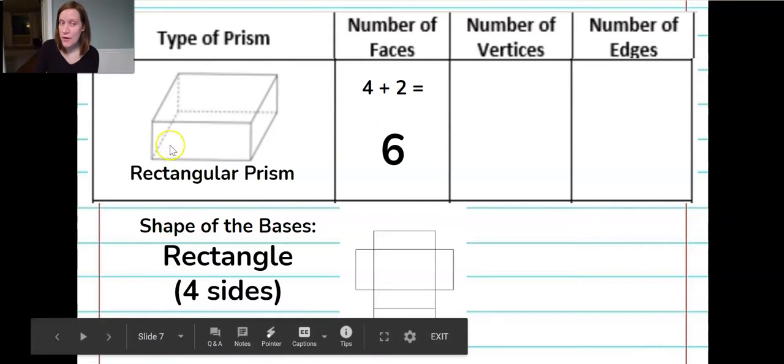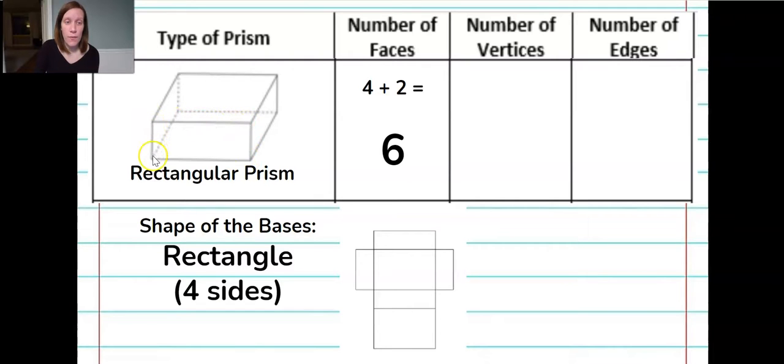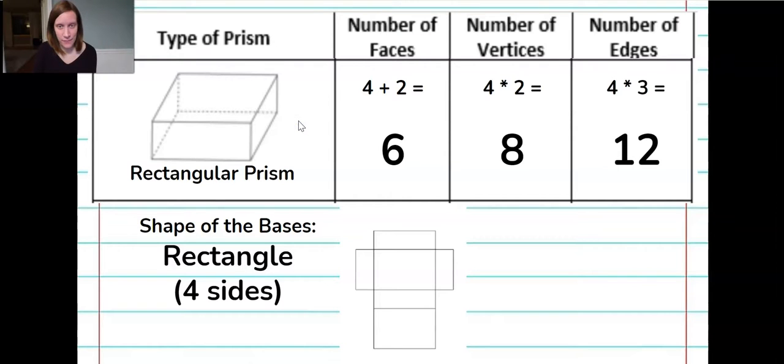Vertices, again, I use that 4. Because a rectangle has 4 corners, I know I'll have 4 around one base plus 4 around another base, which is the same as saying 4 times 2. So there are 8 vertices. Same thing with edges. 4 around one base, 4 around the other base, and then 4 on the rectangles connecting them. So 4 times 3 is 12 edges.